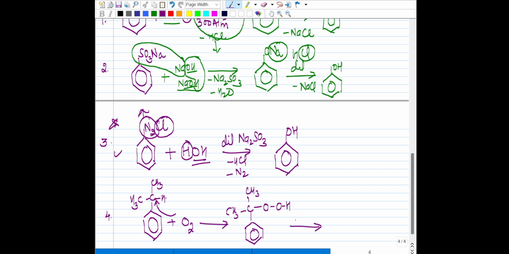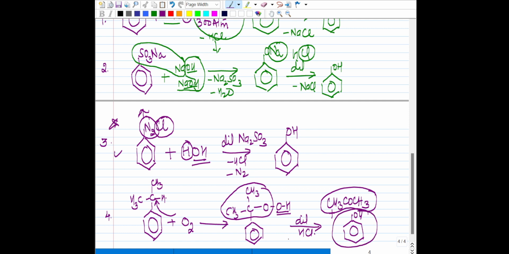Okay, now what happens when we treat this with dilute hydrochloric acid? This is so interesting. It breaks into acetone, CH3COCH3, or propanone, right? And what are you left with? OH group and benzene. So this forms phenol. Now why is the process important? Because you get two important products. One is acetone, the second one is phenol. So these are the four important methods by which you can prepare phenol, right? So what you have to do is practice these equations well, right? Okay, thank you.